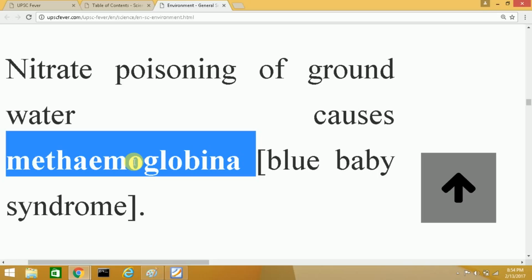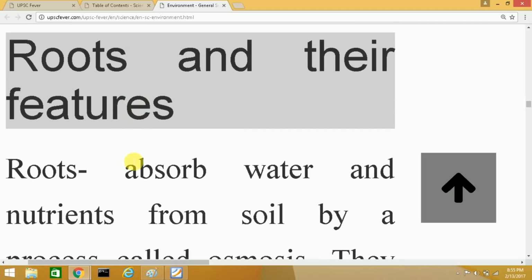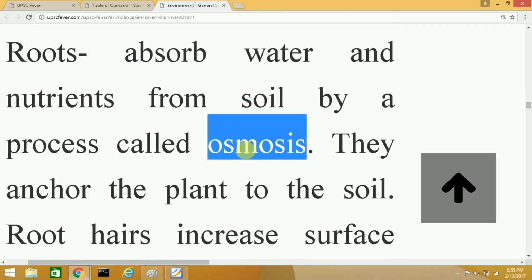There are now just two more topics. Number one is roots and their features. Roots are important parts of the plant. They absorb water and nutrients by a process known as osmosis. And they also help in anchoring the plant to the soil. Then roots have minute hair-like projections. So these root hairs increase the surface area of the root for absorption.